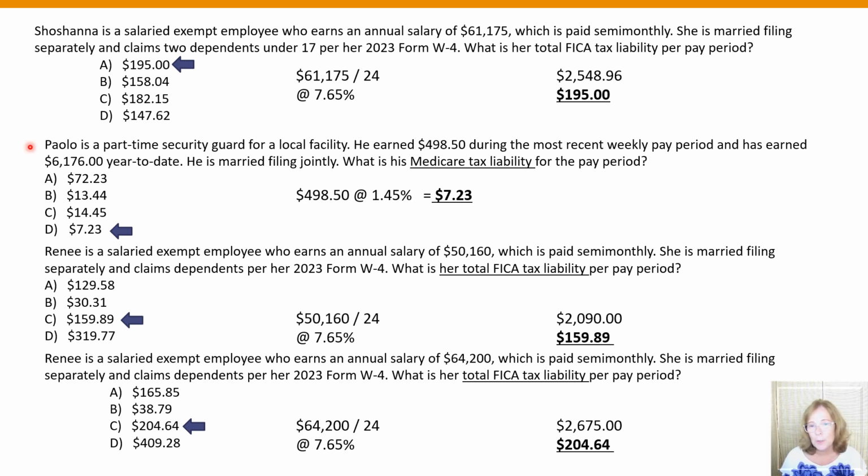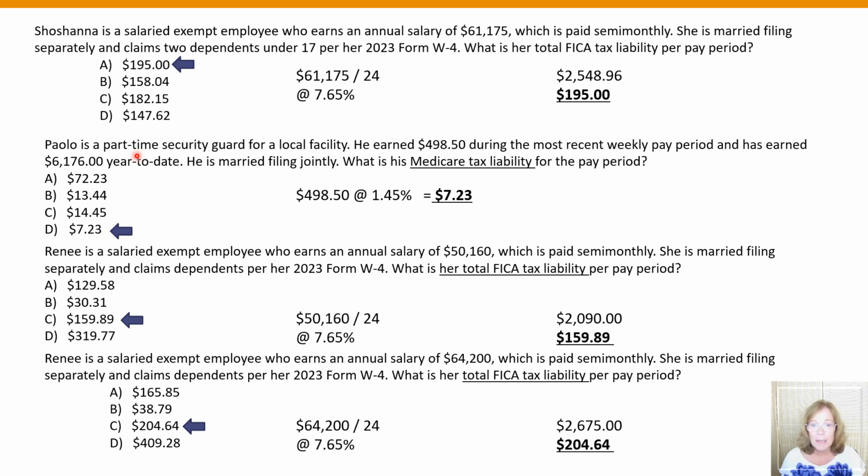Paulo is a part-time security guard for a local facility. He earned $498.50 during the most recent weekly pay period and has earned $6,176 year to date. He's married, filing jointly. What is his Medicare tax liability for the pay period?